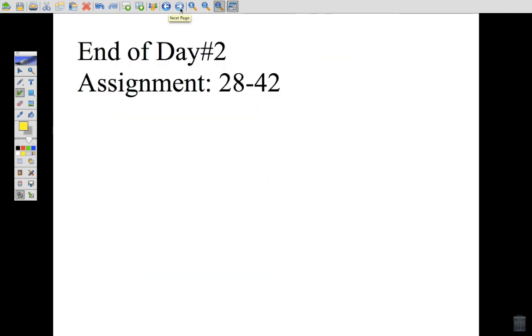Today's assignment is pretty much to finish the rest of the worksheet, 28 through 42.